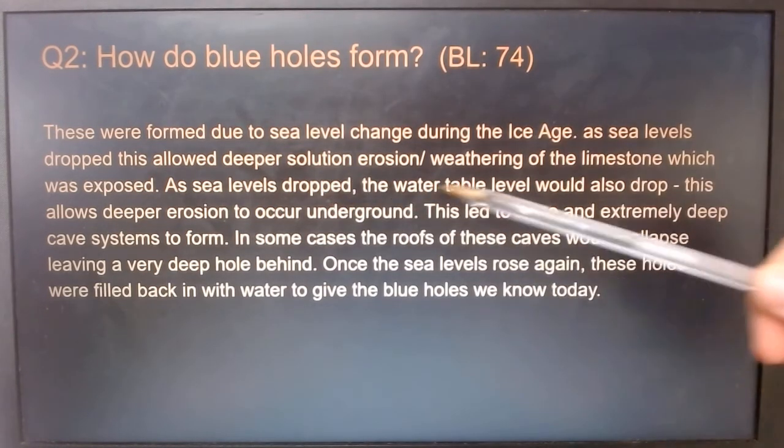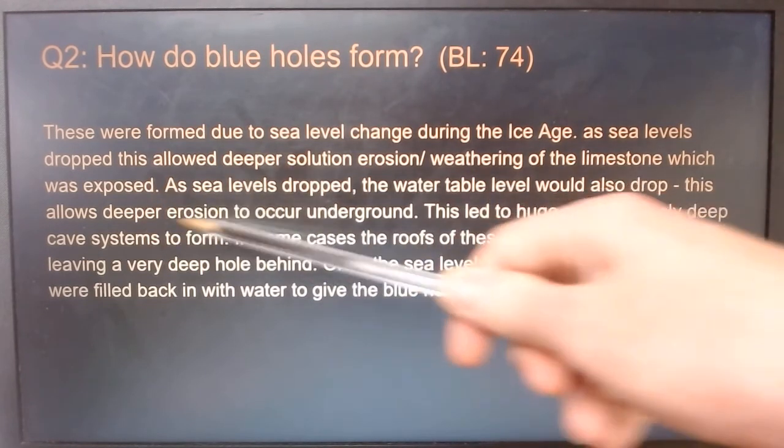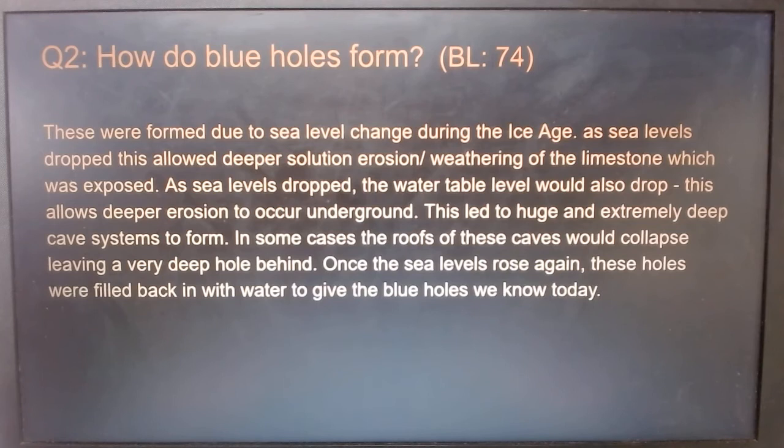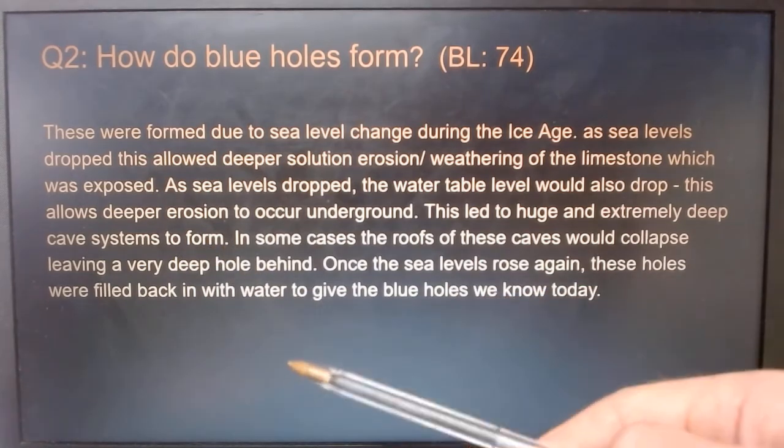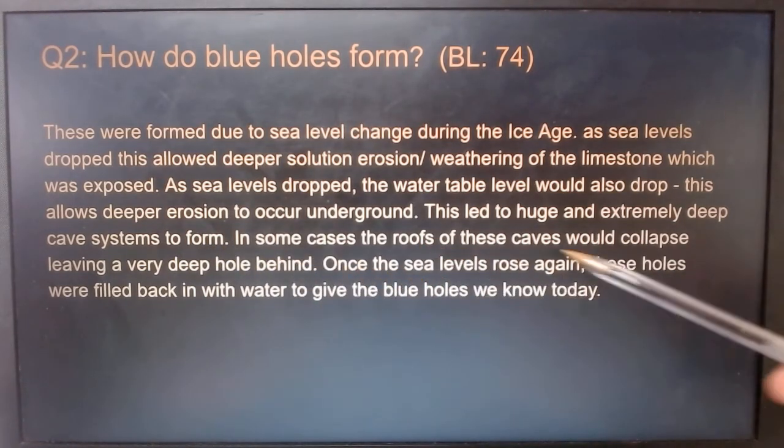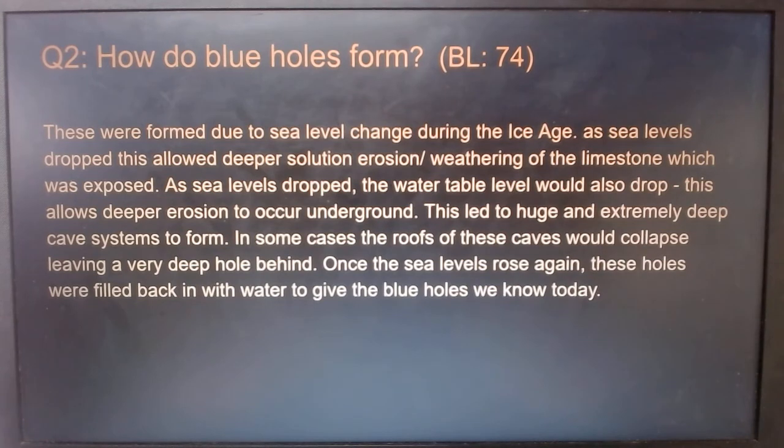As sea levels dropped, the water table level would also drop. This also allows deeper erosion to occur underground. Usually, if the water table is high, erosion will stop there, but as the sea level dropped, that water table level also dropped, allowing solution weathering under our limestone to make more caves and tunnels. So this led to huge and extremely deep cave systems forming. In some cases the roofs of these caves would collapse, leaving a very deep hole behind. If the roof of a cave collapses, you're looking into underground, and it can go down very, very deep. Once the sea levels rose again, these holes were simply filled back in with water to give the blue holes we know today.